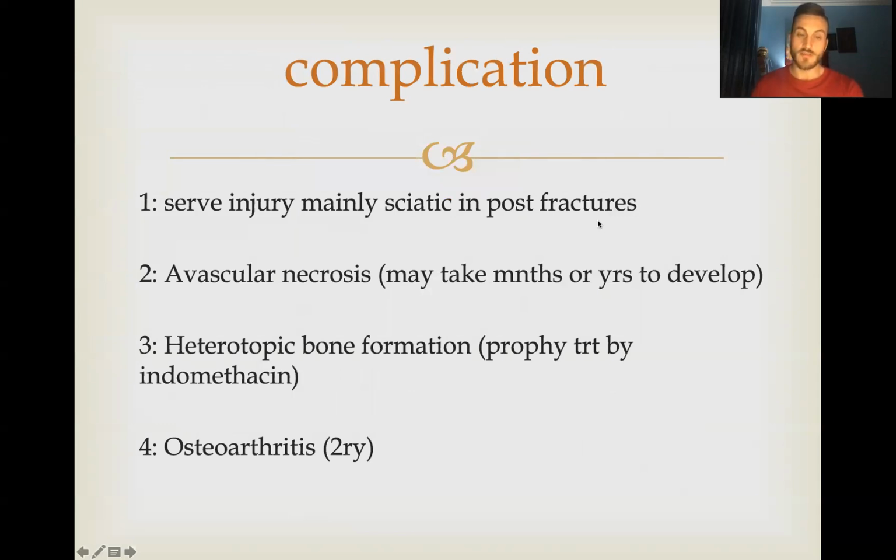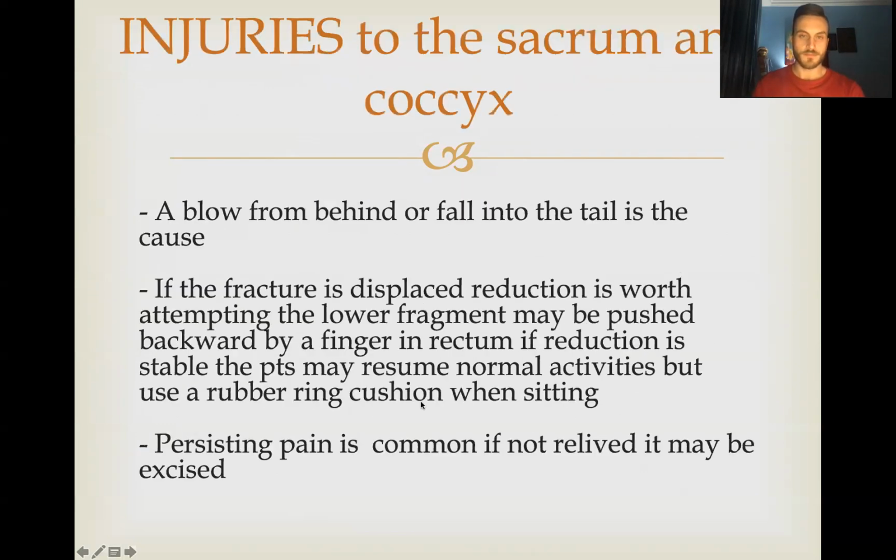For the complications: with severe injuries, mainly sciatic nerve injury in posterior hip fractures or posterior pelvis fractures, AVN might develop even after months or years. Heterotopic bone formation, which is ossification in the muscles around the bone, you can sometimes prevent it with radiation or with indomethacin. And osteoarthritis, which is secondary to the injury.